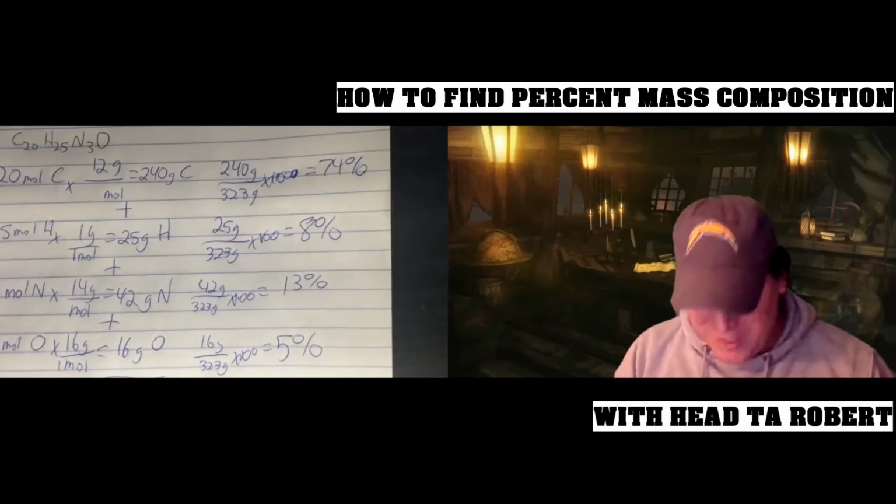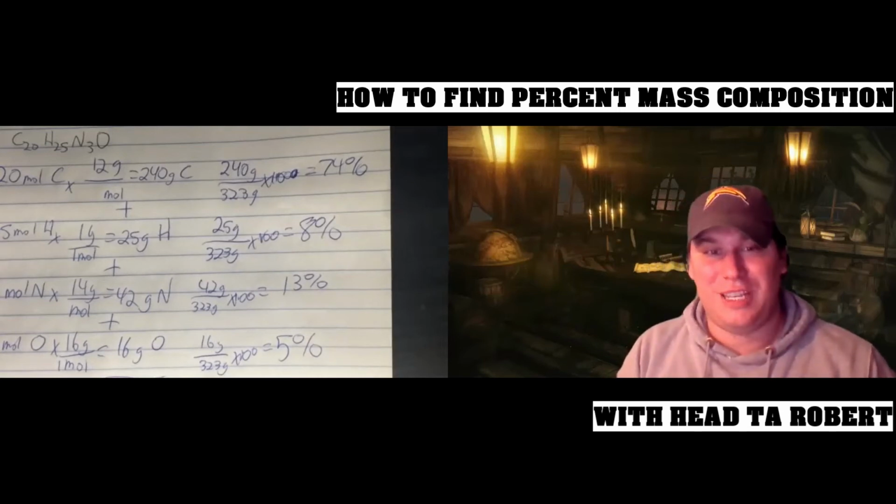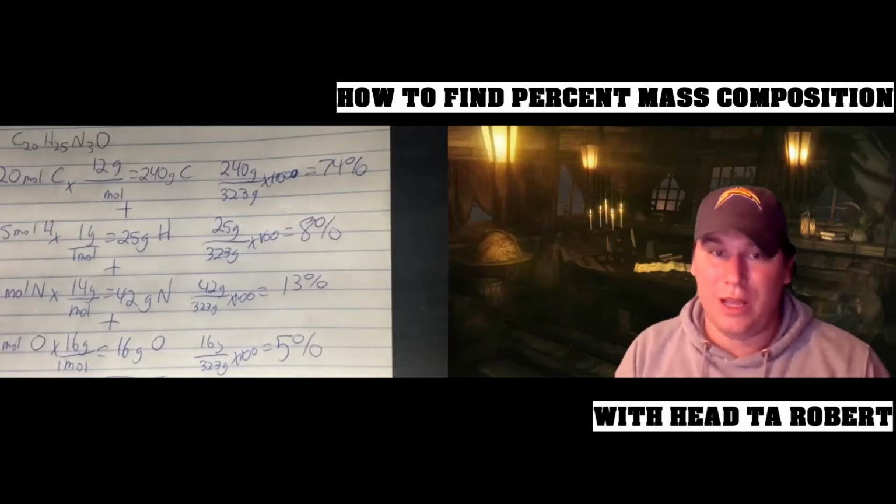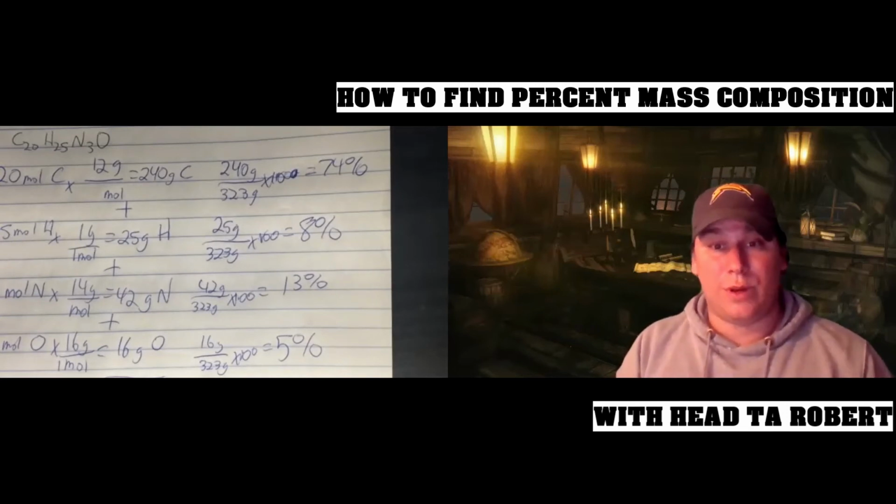So if you add these up, 74 plus 8 plus 13 plus 5, we get 100. So it looks like we're good on this one. This is how you do percent mass composition.